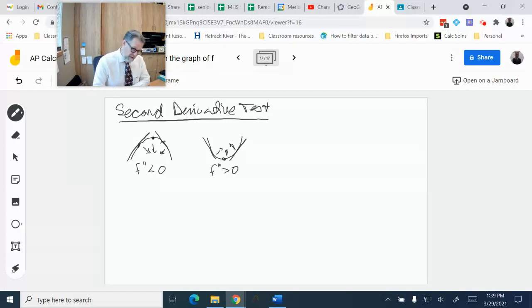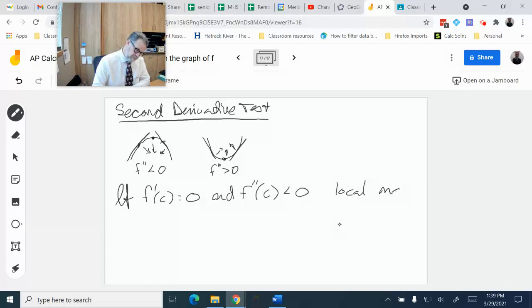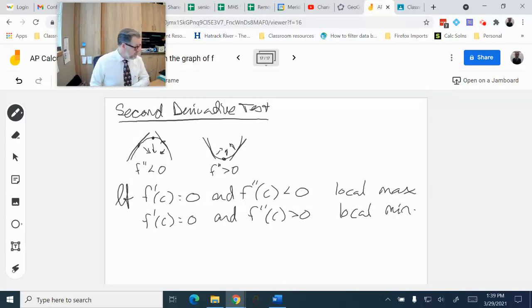And the second derivative test then basically says if f prime at some number is 0 and the second derivative is less than 0, then we have a local maximum. If f prime is 0 and the second derivative is greater than 0, then we have a local minimum.